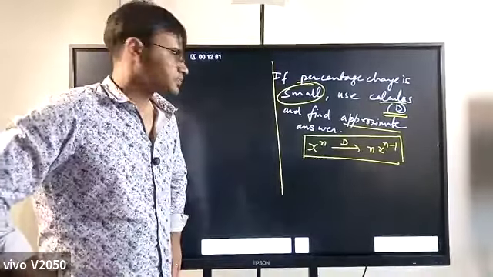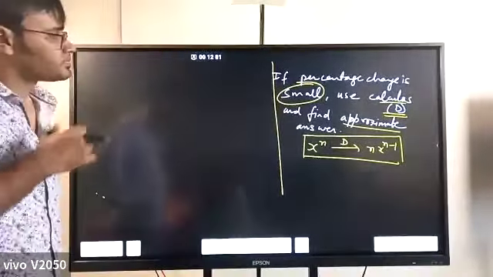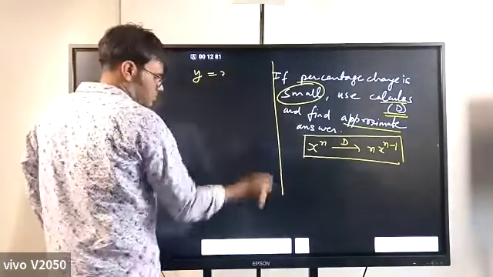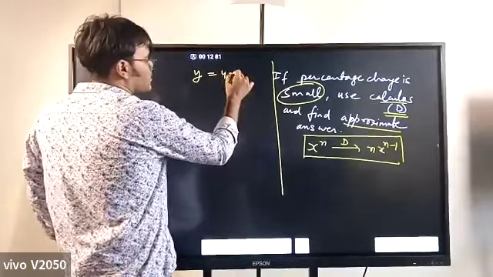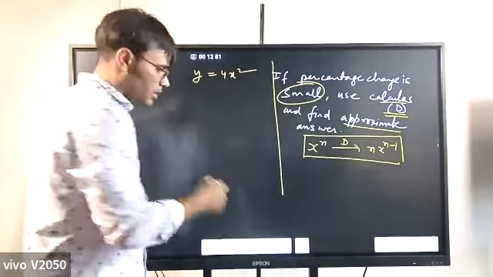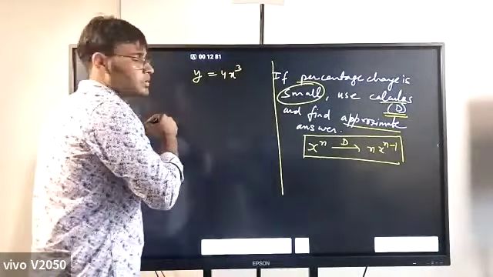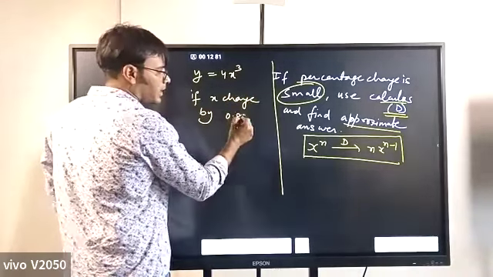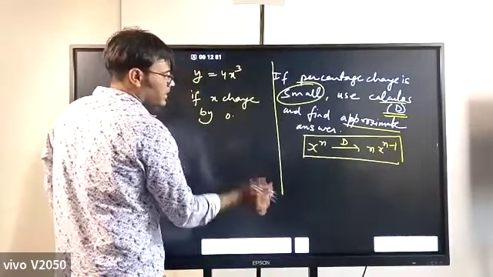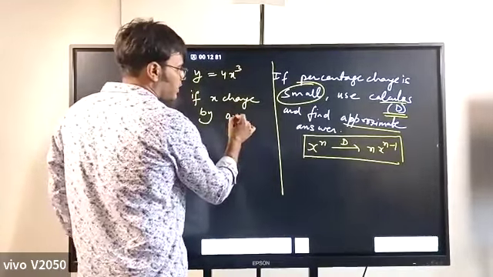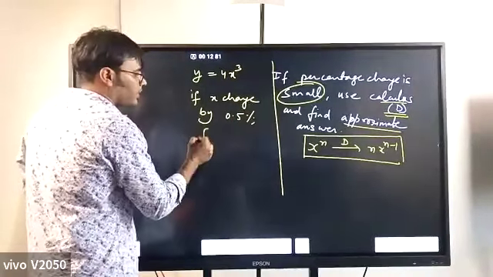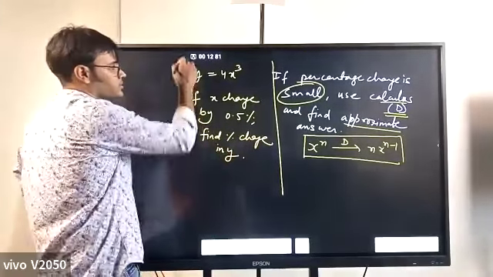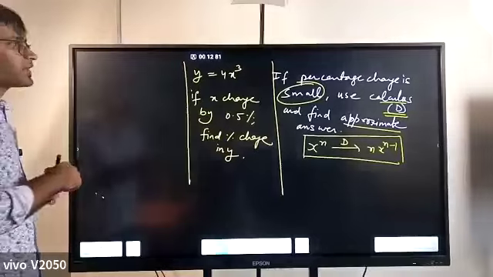So let me give you one simple equation. Let's say y is equal to 4x cube, or anything I can take. If x changes by, anything you can take, let's say 5%, find the percentage change in y. This is our question. So what we do, we differentiate the equation.